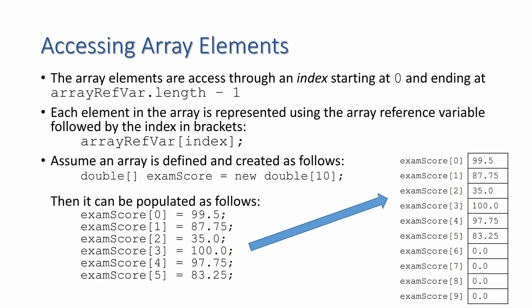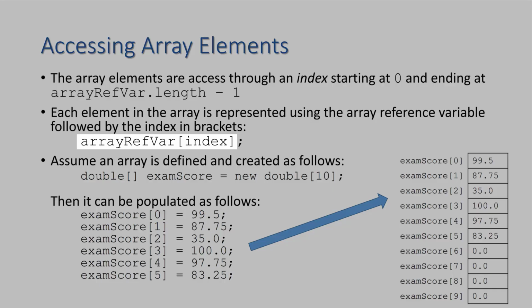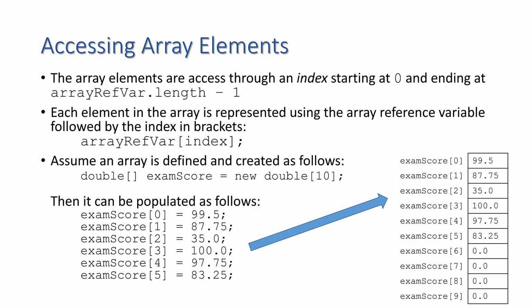Array elements are accessed by using the array reference variable in conjunction with an index. The first element has a 0 index, and the last element has an index of 1 less than the length of the array. When the exam score array is defined and created, 10 double data type memory locations are allocated and initialized to 0.